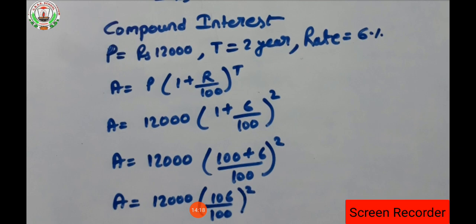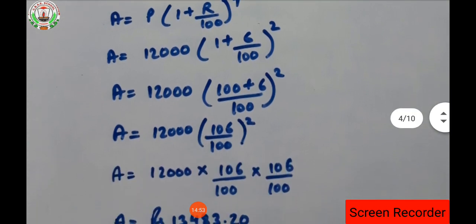So what is the compound interest? In order to find the compound interest, we have to find the amount first, isn't it? For this amount, what is the formula? Amount is equals to P into 1 plus R upon 100 to the power T, where R is rate, T is time, P is principal, isn't it? Now we have to substitute the values of principal, time and rate in this. For substituting, what are we going to do? We have to put the values in the formula, isn't it?